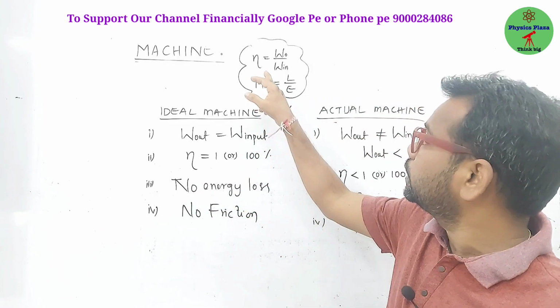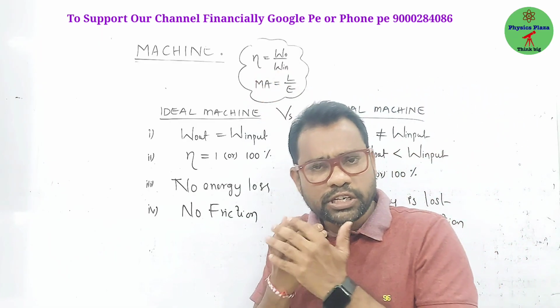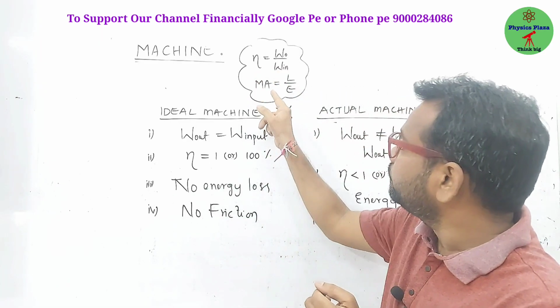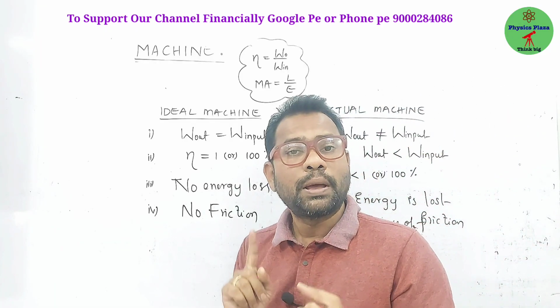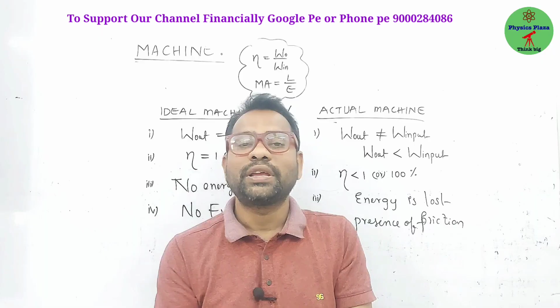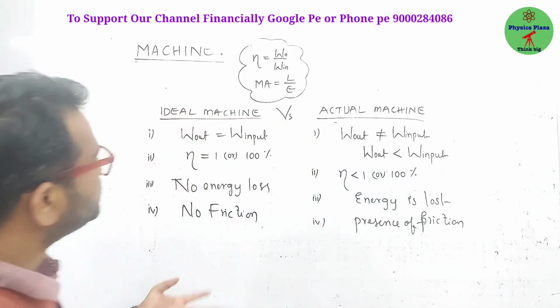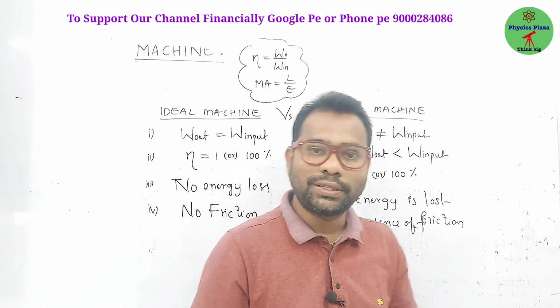What is efficiency, dear children? The ratio of work output to work input is called efficiency. Next, mechanical advantage. Mechanical advantage is the ratio of load and effort. But the very important point is that mechanical advantage can be greater than 1, can be less than 1, can be equal to 1. And finally, we discussed the points on ideal machine and actual machine.